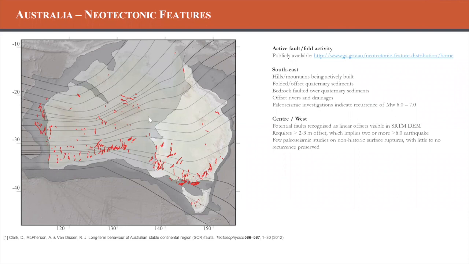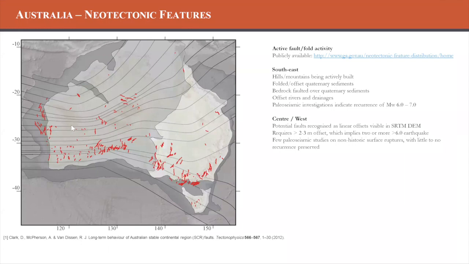Through the central and western part of the country, it's a bit of a different story. Most of these red lines were drawn using SRTM elevation models, so that's satellite elevation models. Because of the resolution of that model, most of these red lines represent offsets that are 2 to 3 meters or more across a linear feature. And so that implies that most of these things have hosted more than one event. They have to have hosted 2 or 3 earthquakes to create that sort of offset. But we don't see the sort of topography that's being built in eastern Australia through the central and west. They might host 2 to 3 meters of offset, but generally a little bit less. And a lot of these haven't been investigated paleoseismically just because they're so remote.